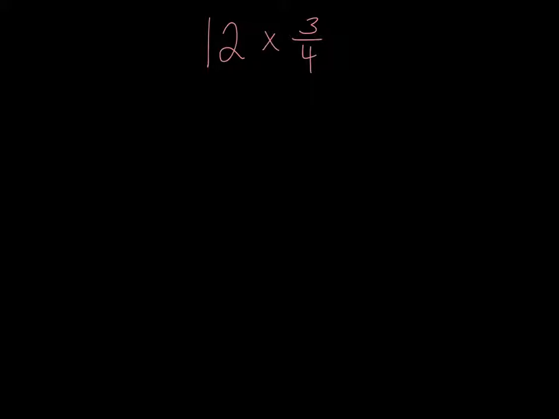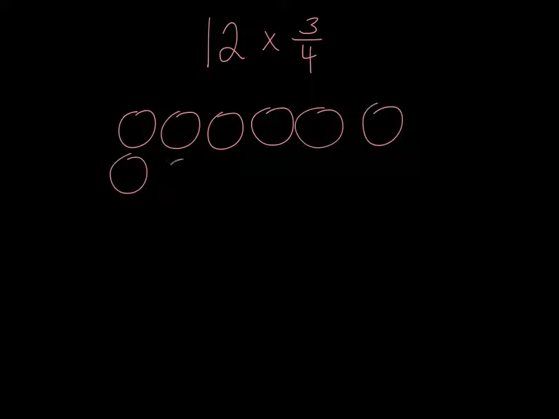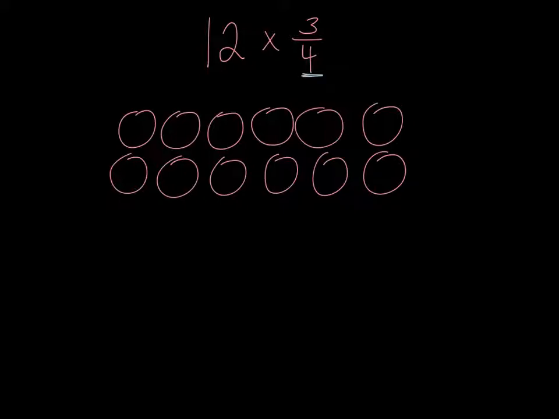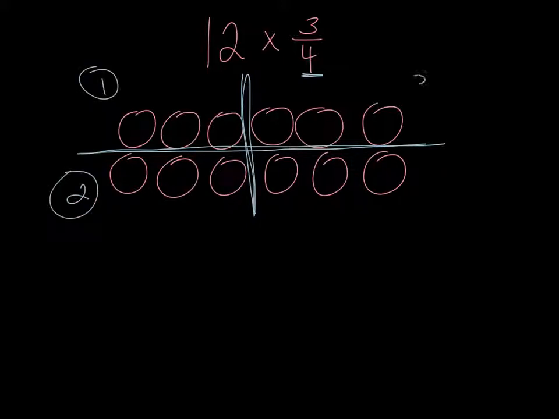Our next example is 12 times 3/4. To model it, I can start by drawing 12 objects. And then I'm going to look at the denominator. The denominator says there needs to be 4 groups. So I need to figure out a way that I can split this into 4 groups. If I split them here, that makes 2 groups. And if I split them here, that makes group 1, 2, 3, group 4.